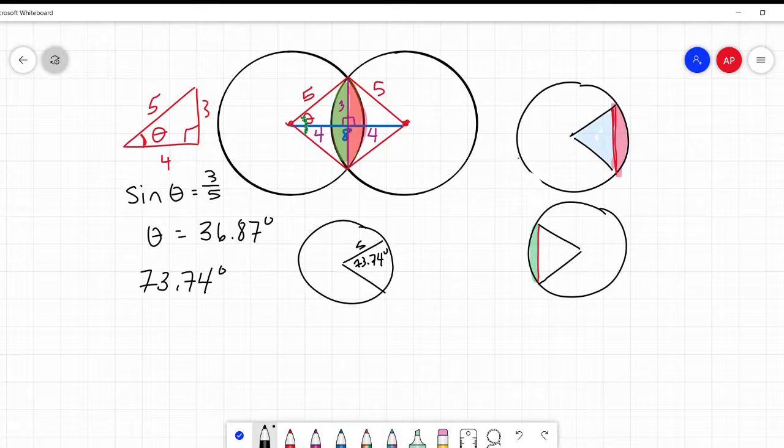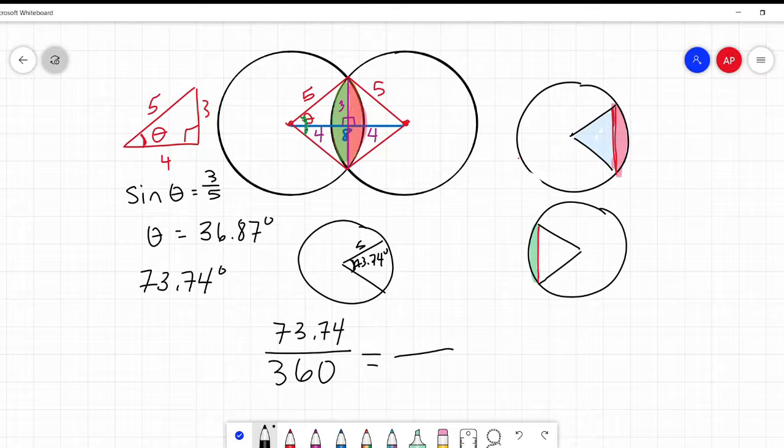This sector, the degree is 73.74. How many degrees are in the entire circle? 360. So that's the proportion of the circle that it is. It's 73.74 parts out of 360. Well, that ratio, we can say, all right, well, how about what's the total area of this circle?